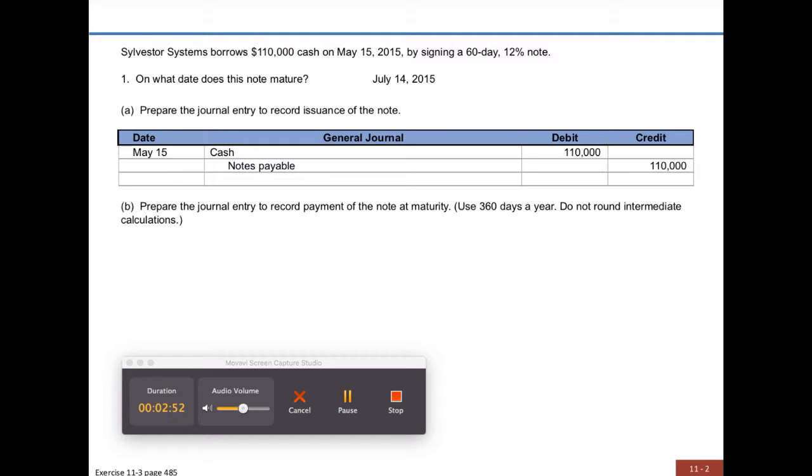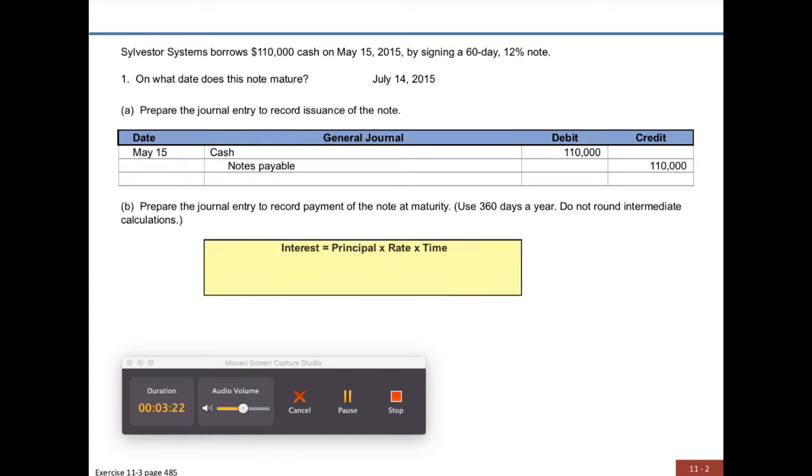Anyway, it's just showing us here what we already did in the previous journal entry. So with that in mind, prepare the journal entry to record the payment of the note at maturity. So it's saying use 360 days a year, like I said before, typically what we do when we're talking about a full year. So 60 days out of 360 times $110,000 times the 12% rate gives us $2,200.